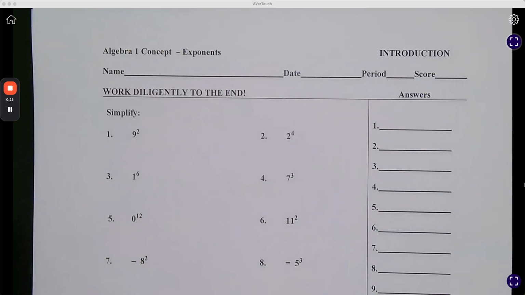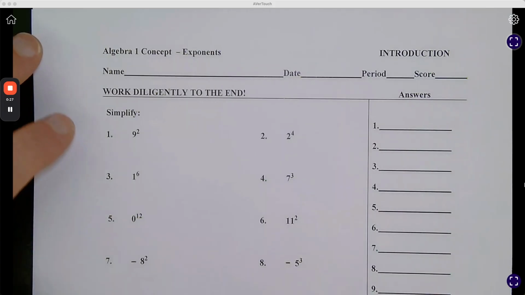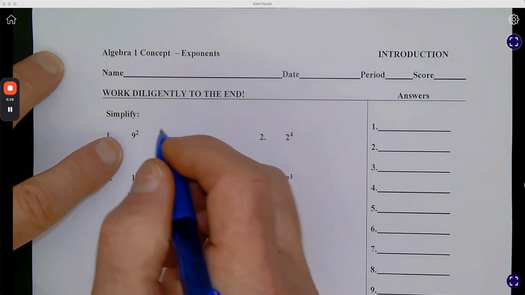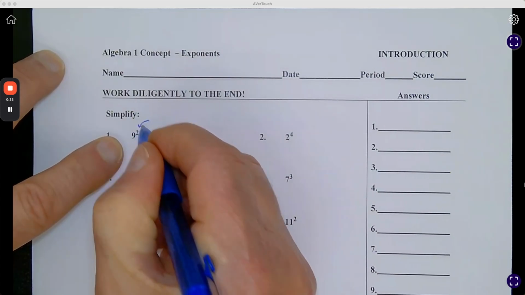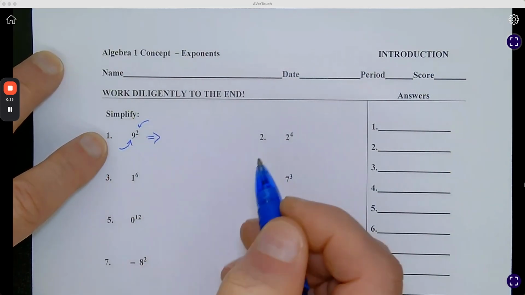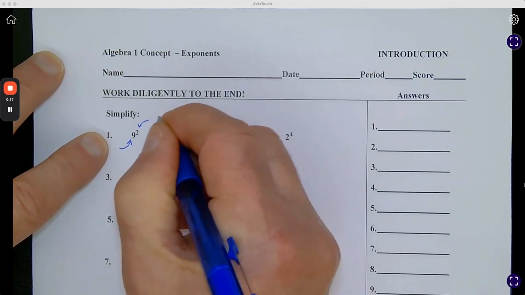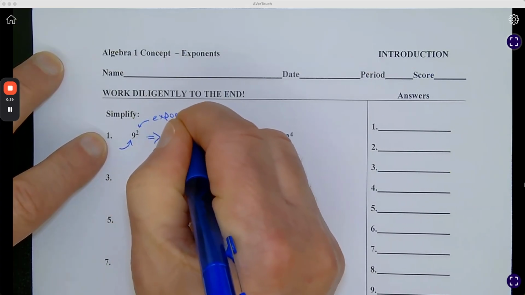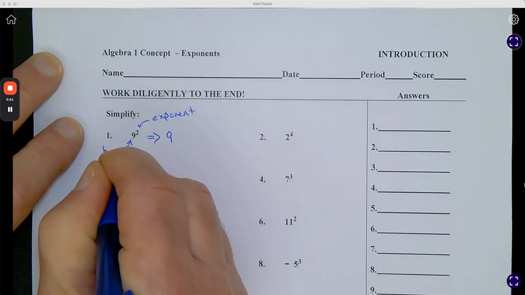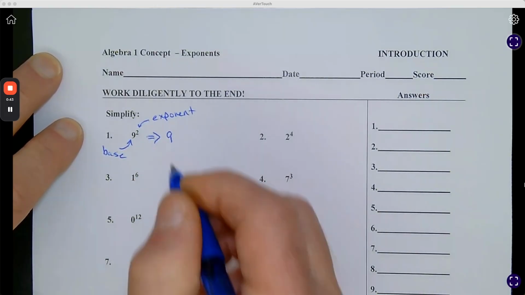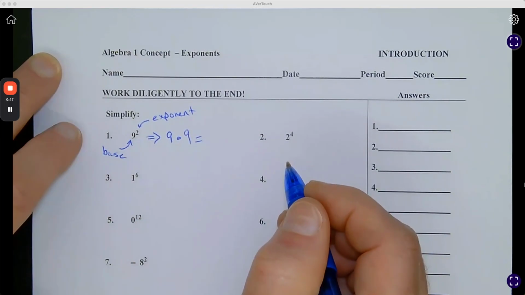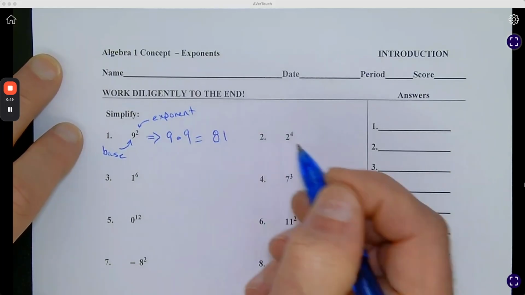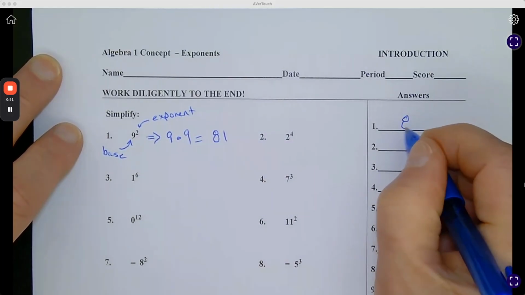All right, let's do it. The first thing I need to know is what an exponent does. An exponent means repeated multiplication. My exponent is a 2, and what I call the base is a 9. I'm going to write that in: exponent and base every time. This means take your base and multiply it by itself, exponent times. So 9 times 9, 81.